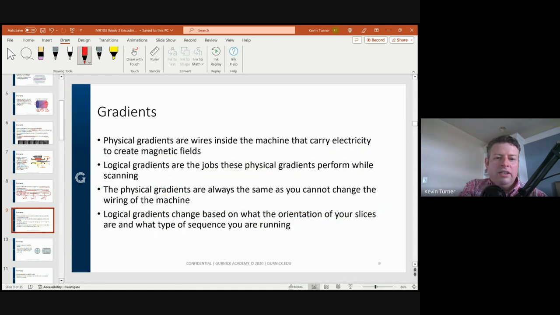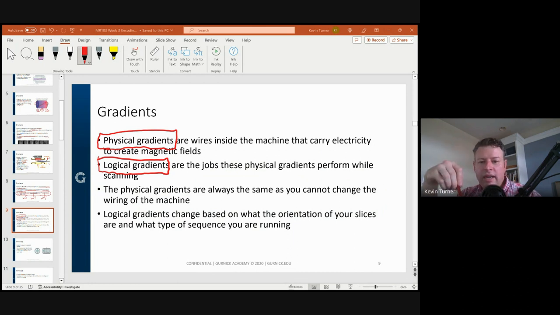So now we have to talk about these two different types of gradients. Physical gradients, logical gradients. Yes, that's exactly right, Kathleen. Physical gradients are the actual wires located inside of the machine, right? Logical gradients are the jobs that the physical gradients are going to do, right? So a logical gradient is a job. The physical gradients are the actual wires in the machine.